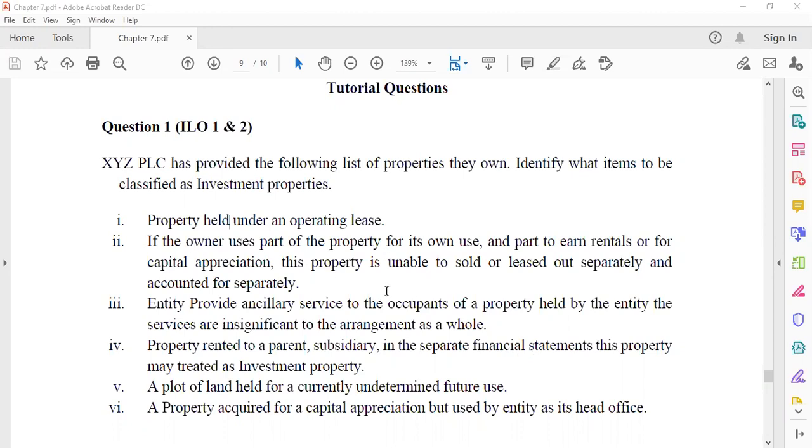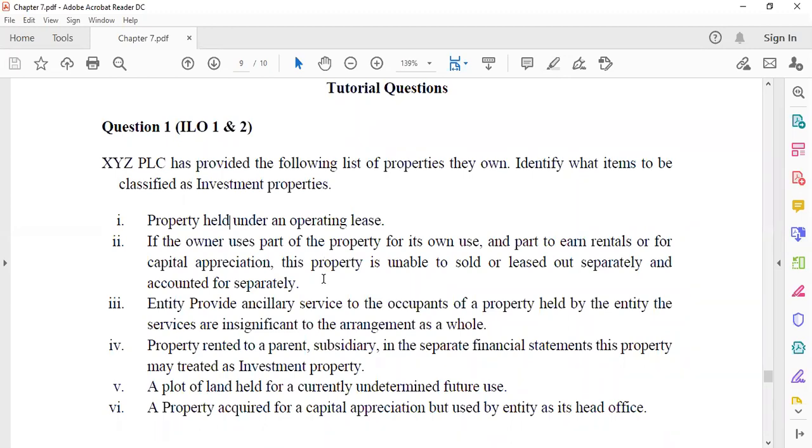Okay. Let's look at the second one. If the owner uses part of the property for its own use, and part for rentals. So you have a property, say land and building, and part of that you are using for your own purpose. Maybe you run your office there, or it is for administrative purposes. And part is for rental, where you are earning a rental. Or for capital appreciation, the prices may go up and you may want to sell that. This property is unable to be sold or leased out separately.